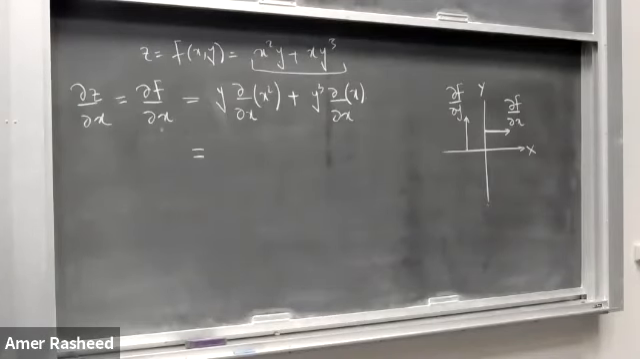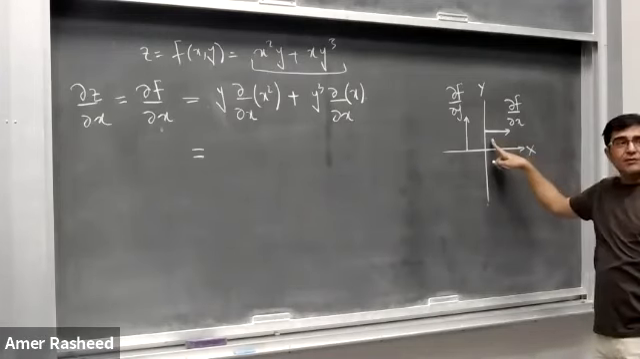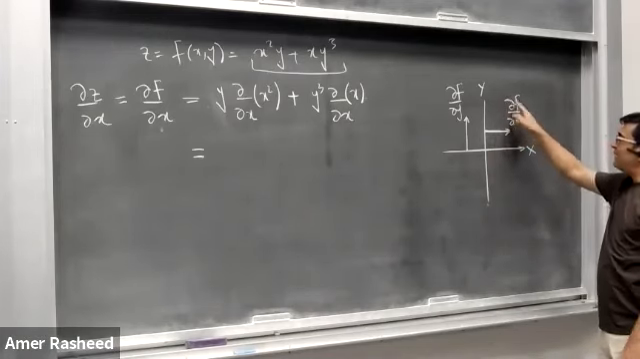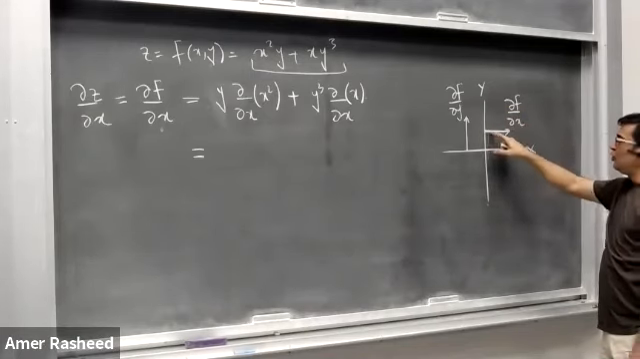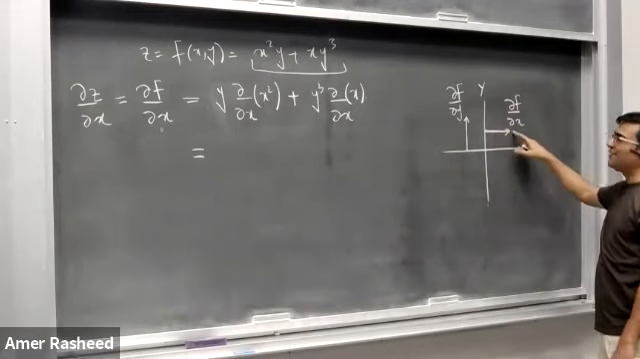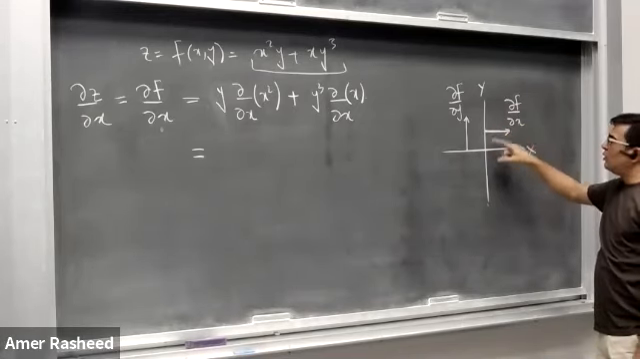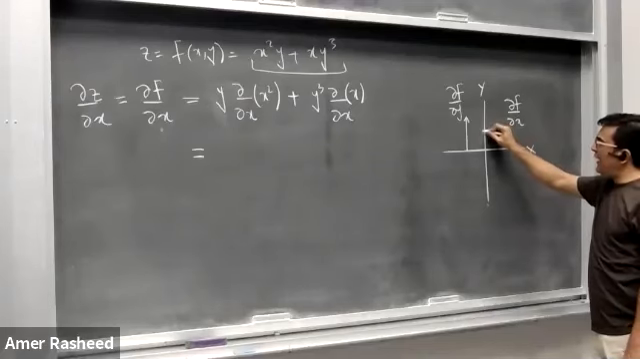Sir, aren't we supposed to apply the product rule for x squared y? No. What I told you is that while taking the partial derivative with respect to x, you are trying to find the rate of change of that function only in the x direction. So y would remain constant at this point.